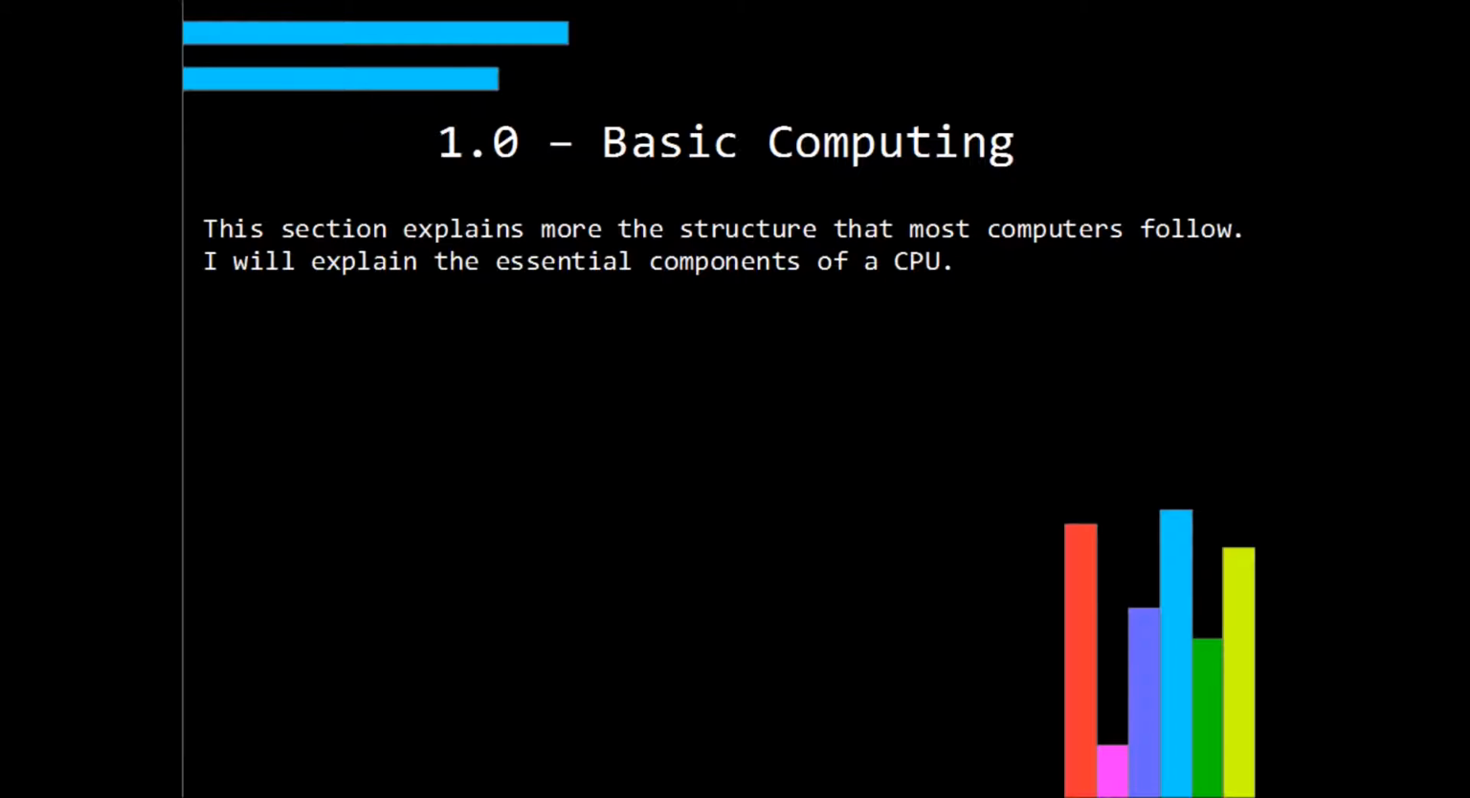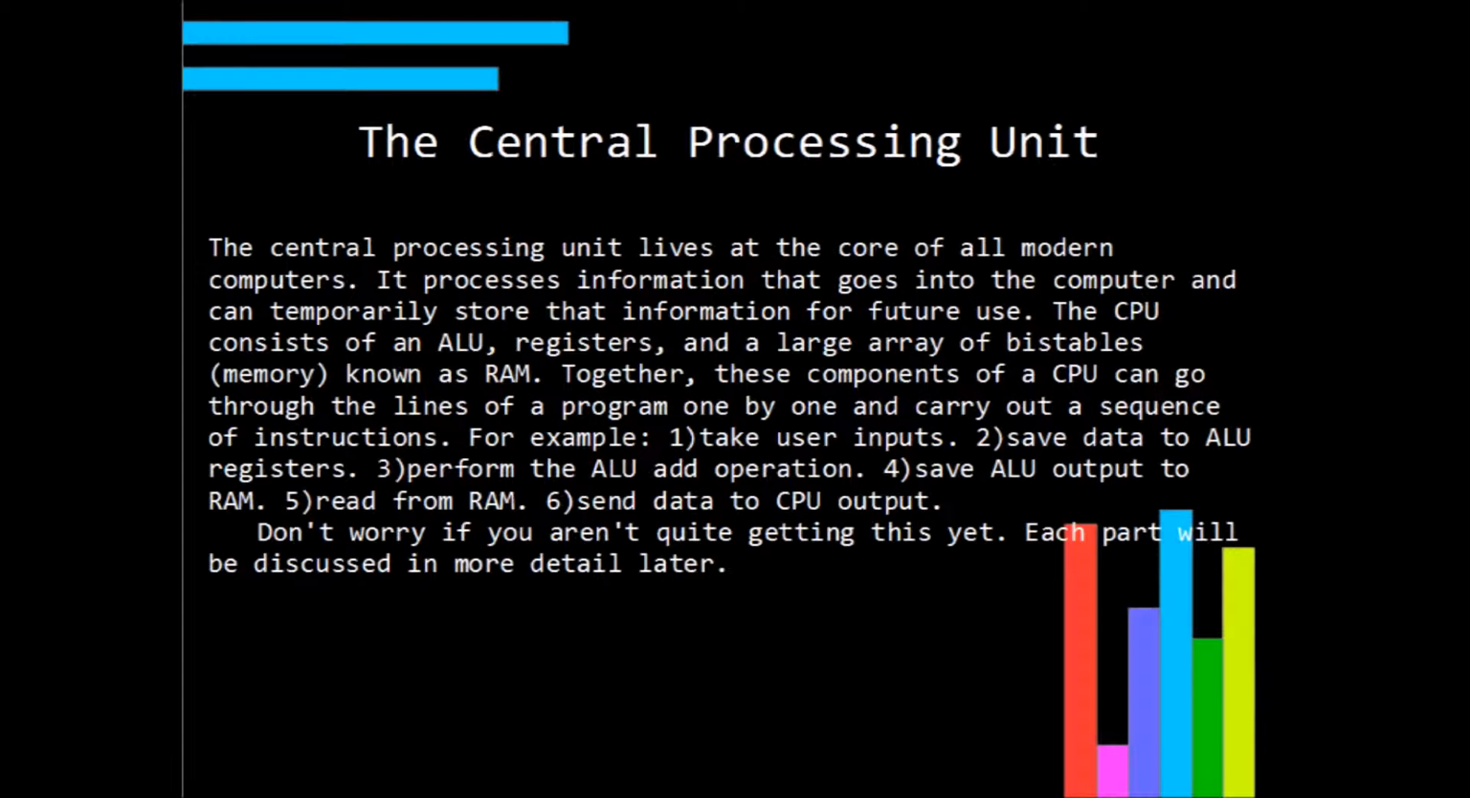This section explains more the structure that computers follow. I'll explain the essential components of a CPU. So, essential components of a CPU. Why don't we start with the CPU then?